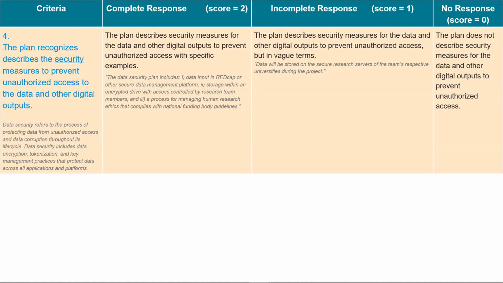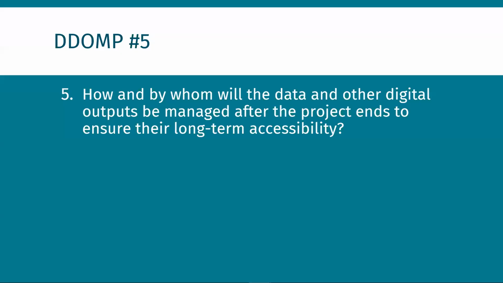An incomplete response: the plan describes security measures for the data and other digital outputs to prevent unauthorized access, but in vague terms. So, for example, "Data will be stored on the secure research servers at the team's respective universities during the project." Okay, that's not wrong, but it's lacking the detail of a complete response.